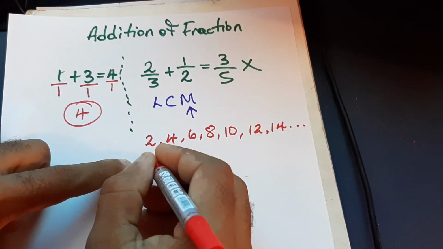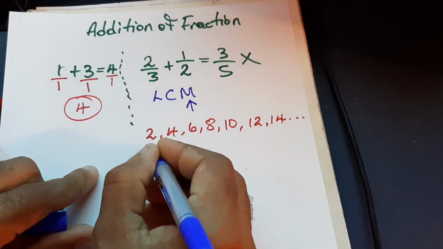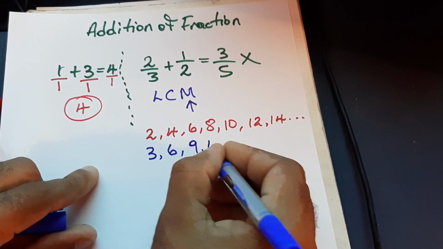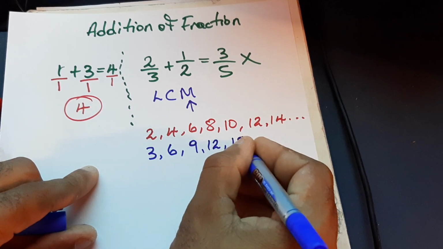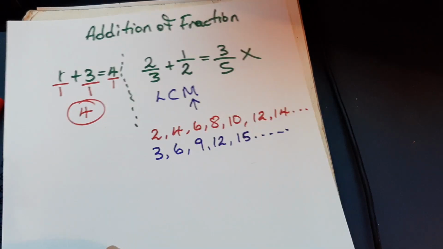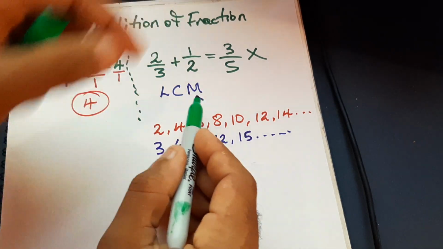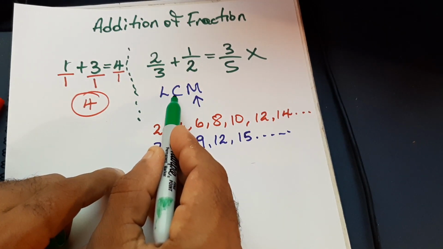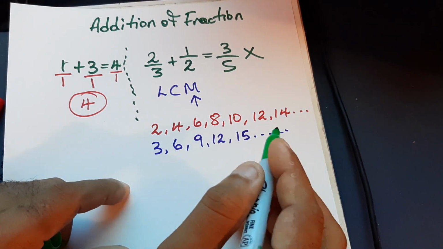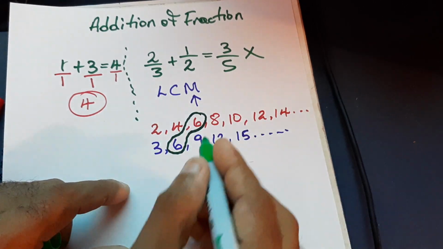Now the multiples of 3. I'm going to do this in a different color. We have 3, 6, 9, 12, 15, and so on, but I'm just going to stop there. What we just did is find the multiples for the denominators. Now we need the one that is common. Let's scan these multiples to see what is common. Not 3, sorry, 6. 6 is common here.